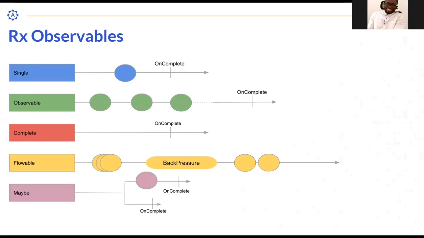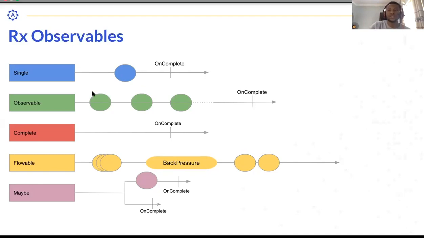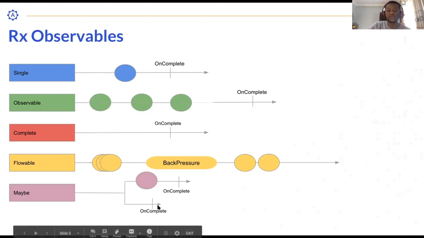And then we have something called Maybe. As the name describes, it tells us that this observable either can emit a data or it does not emit a data. That's a maybe in itself. So it either emits a single data or it does not emit a single data.